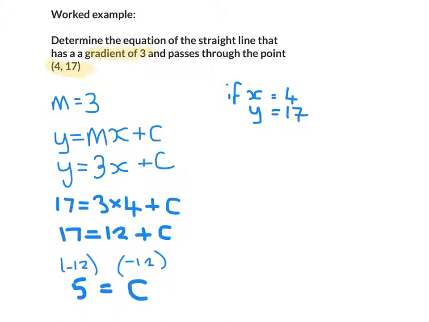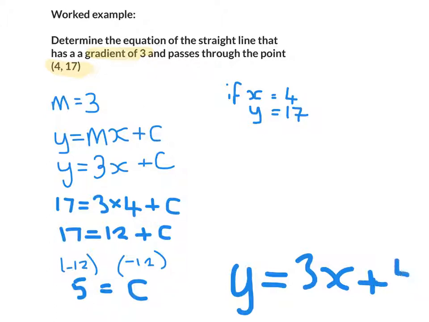Now the last step, if we know the value of m, our gradient, and we know the value of c, our y-intercept, we can find the equation of a line. We can put those values of m and c into our general equation for any linear equation, and it's going to give us our equation of the line. So my value of my gradient is 3, so we're going to have y = 3x + c, and our value of c for this equation is 5.